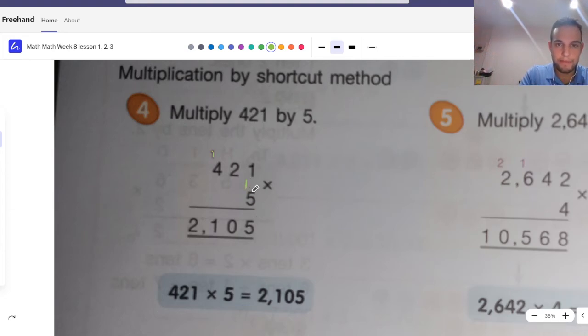5 times 1 is 5. 5 times 2 is 10. Carry the 1. 5 times 4 is 20. 20 plus 1 is 21. There you go. Easy as multiplication.